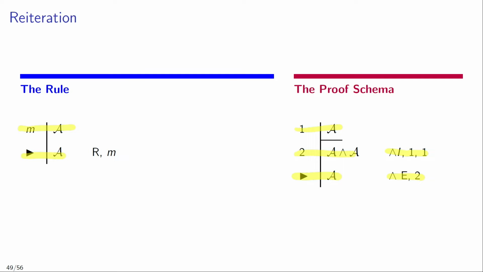So, for example, if you have a conditional if A then B in your proof, you can infer the conjunction if A then B and if A then B, and then infer if A then B again. So this would be another instance of my proof schema.